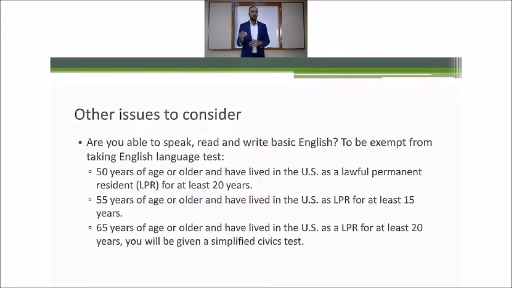Other side issues, and we'll go a little bit more into the criminal conviction part of things in the next slides. The other issue is, do I have to take the English and the civics test? If you are able to prove that you've been a green card holder for 20 years and you're 50 years and older, there's certain exemptions that you can qualify for. There's a 65-20 exemption that you may qualify for.